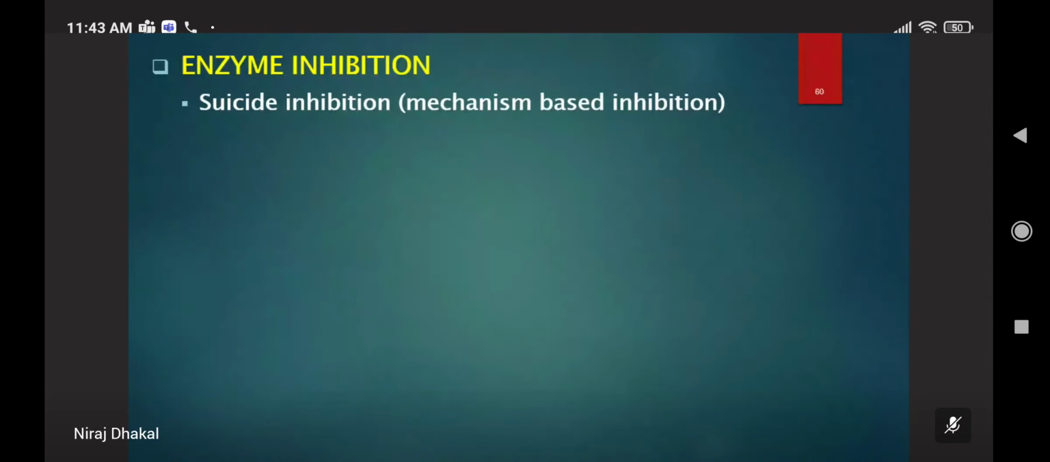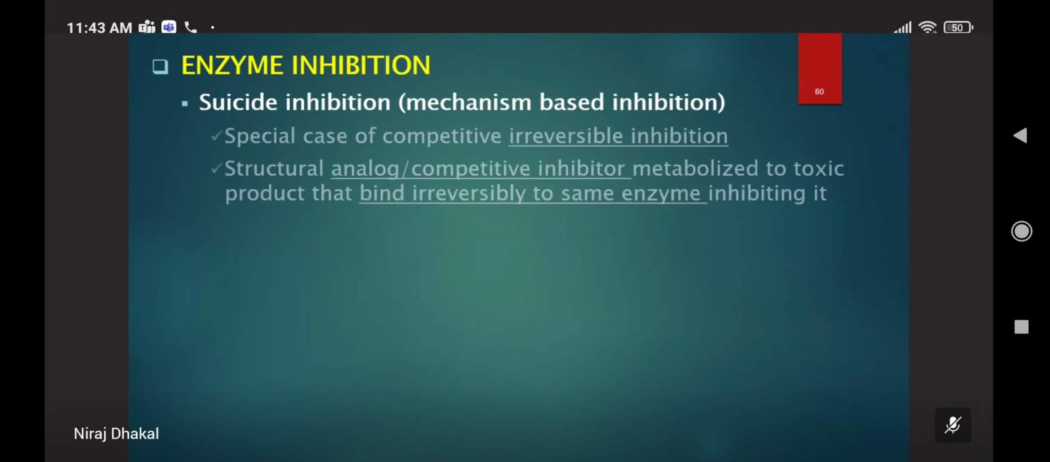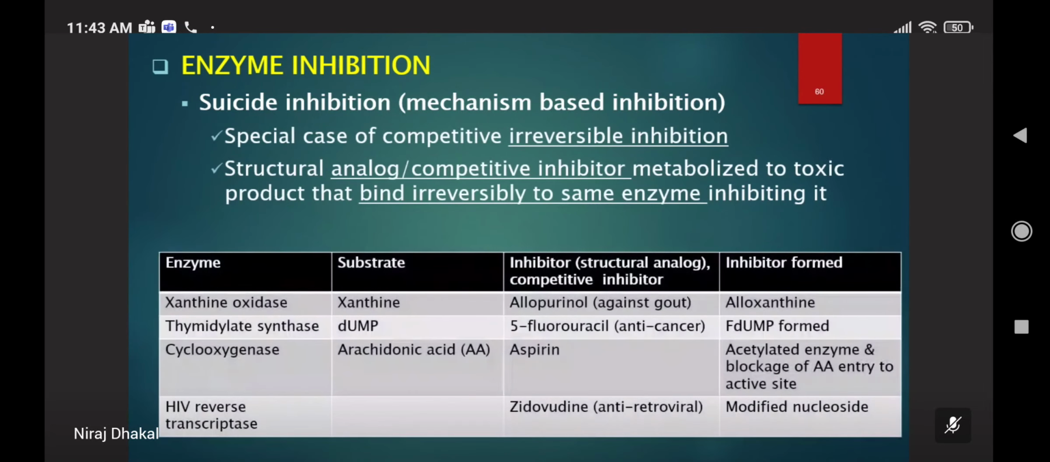Now another is suicide inhibition or mechanism-based inhibition. This is a special case of competitive irreversible inhibition. It means that the inhibitor binds with the active site of an enzyme, and that binding is irreversible. Normally inhibitor and the substrate are structural analogs. We have already studied competitive inhibition, where substrate and inhibitors are structural analogs of each other.